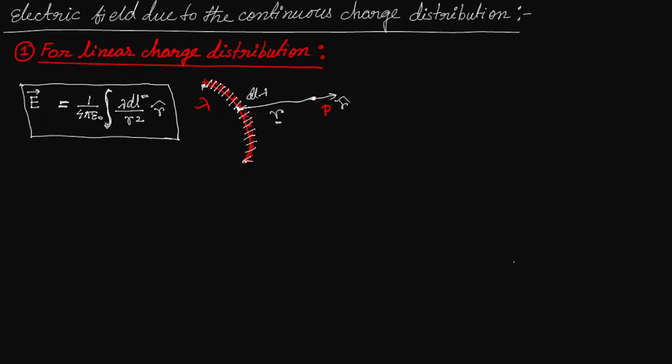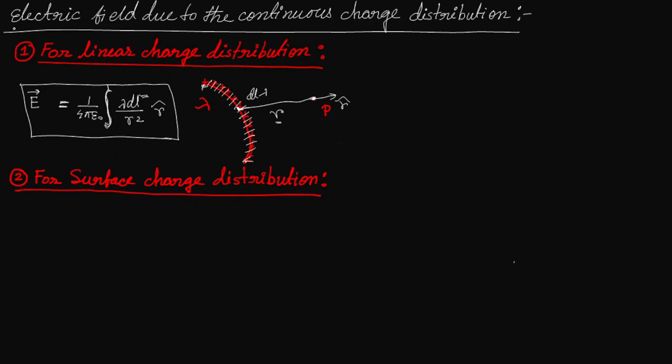Okay. In the same way, if we want to write the electric field due to a surface charge distribution, so for a surface charge distribution, again let me just draw an arbitrary surface here. And let's say some amount of charge is distributed over this surface. So the charge per unit area, let's say sigma.